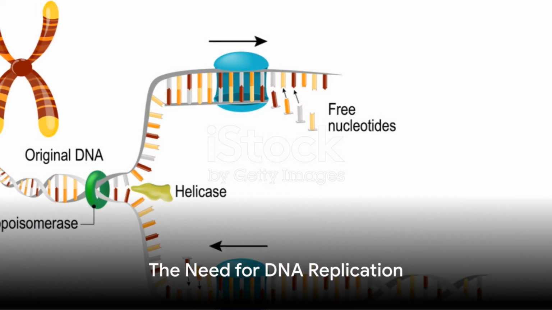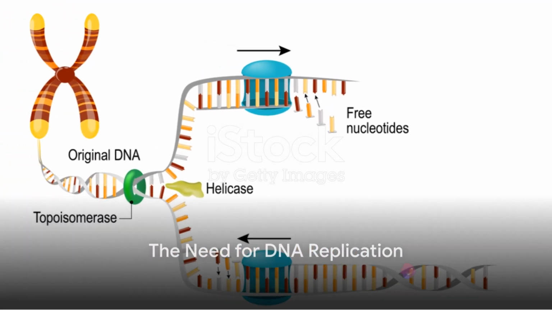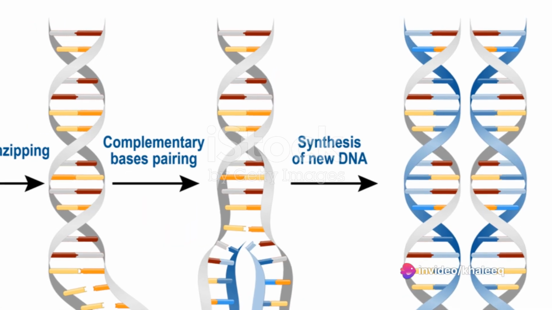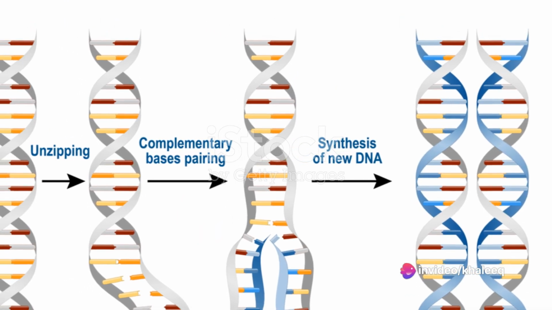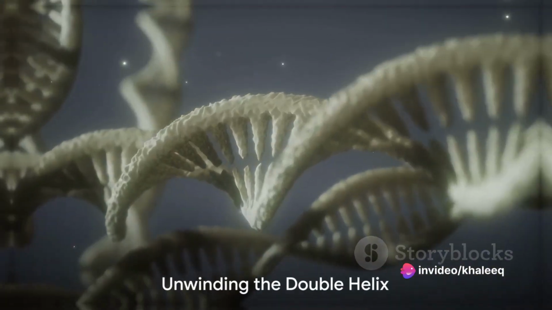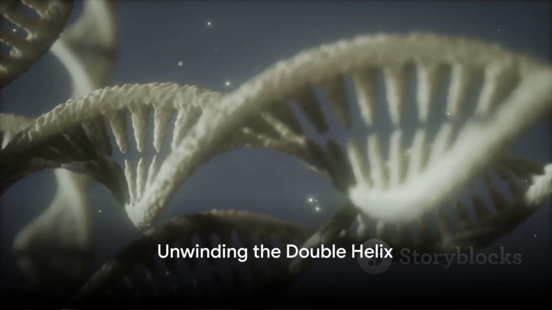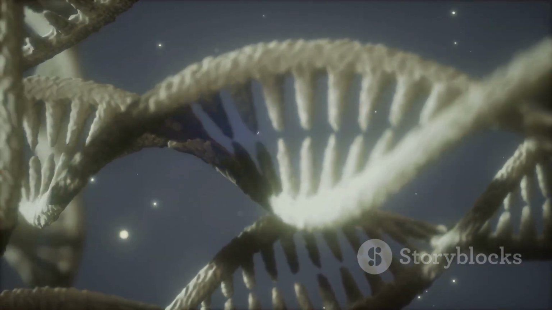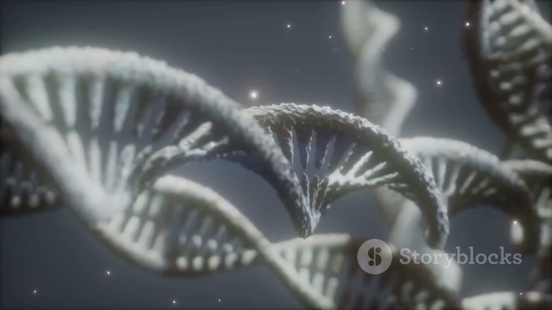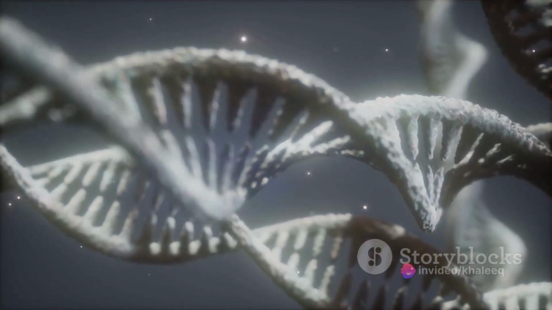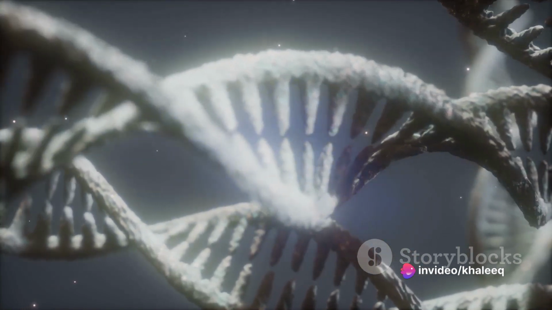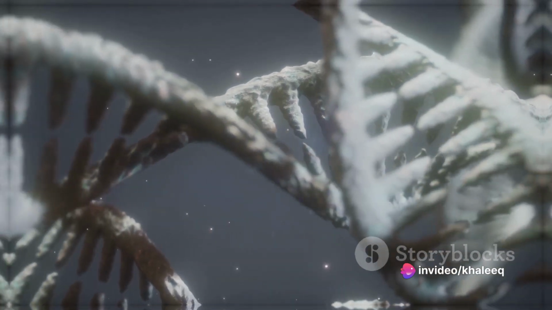Now picture this, the cell needs to divide. To do so, it needs two identical sets of DNA, one for each new cell. This is where DNA replication comes into play. The first step in DNA replication is the unwinding of the double helix. This is done by an enzyme called helicase, which breaks the hydrogen bonds holding the two strands together, creating what is known as a replication fork.